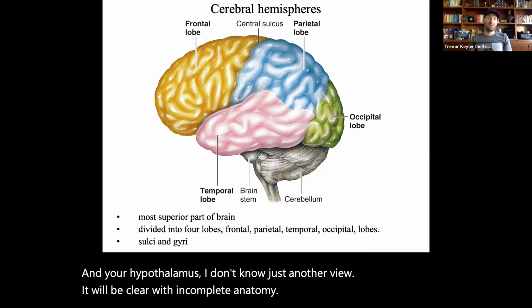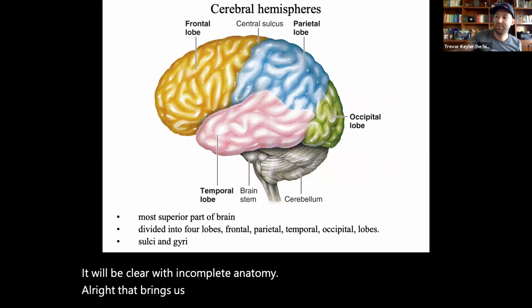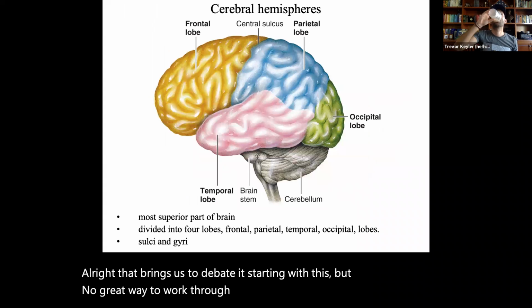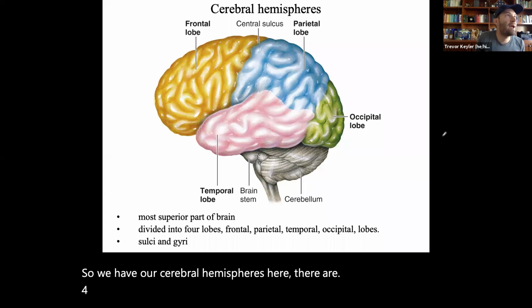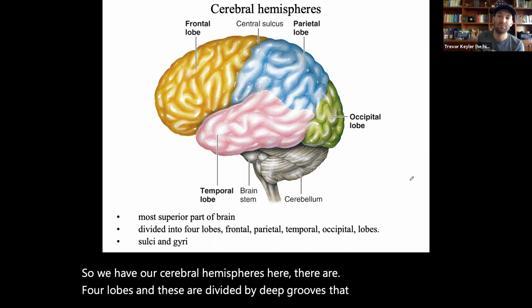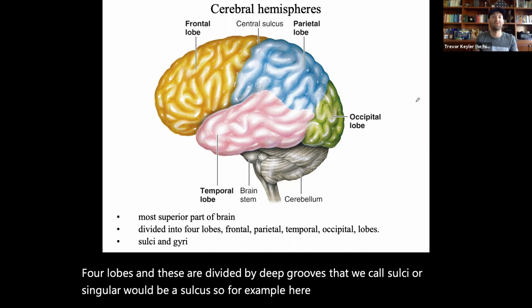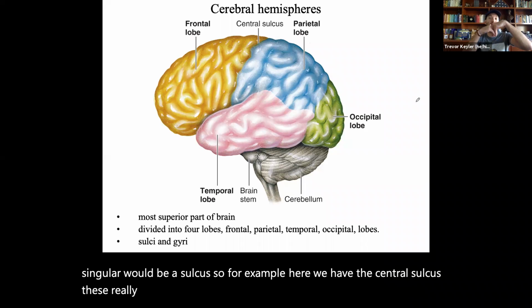All right, that brings us to the cerebral hemispheres. I debated starting with this, but there's no great way to work through this. There are four lobes, and these are divided by deep grooves that we call sulci, or singular, a sulcus. For example, here we have the central sulcus, these really deep grooves that separate these different lobes.